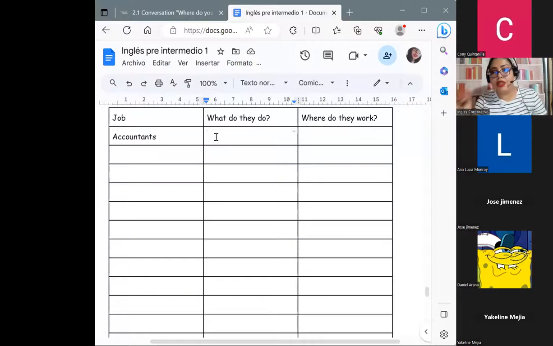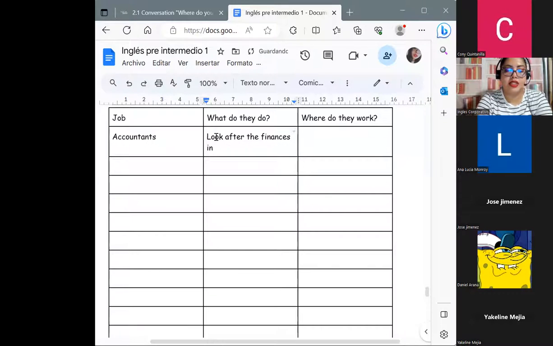So, accountants, what do they do? ¿Qué hacen esas personas? Look after the finances in an organization. Based on what they do, we can understand what this job is about. And where do they work? They work obviously in an office.